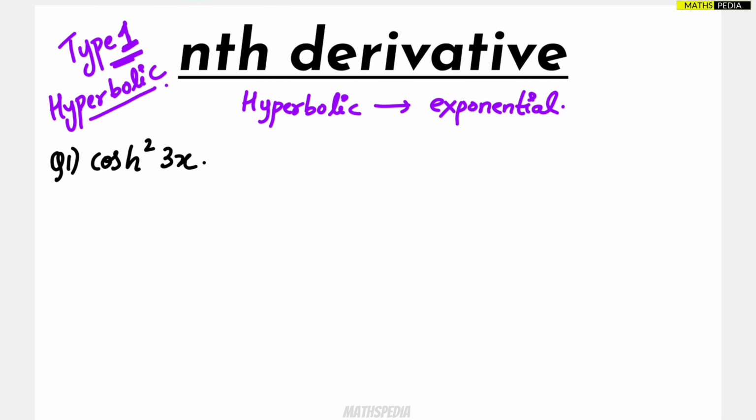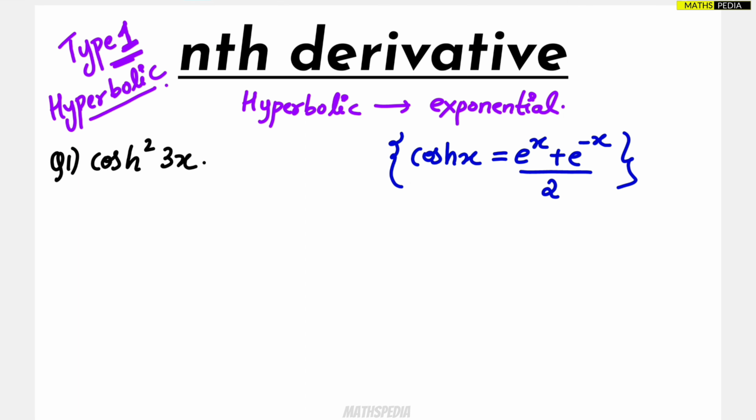Now here we'll start with the first problem. So here we have cos h square 3x. As I said, we have to convert into exponential. So which hyperbolic function is there? Cos h is there. So what is the cos hyperbolic function? Cos h x formula is equal to e power x plus e power minus x divided by 2. This is the formula for hyperbolic. This you remember.